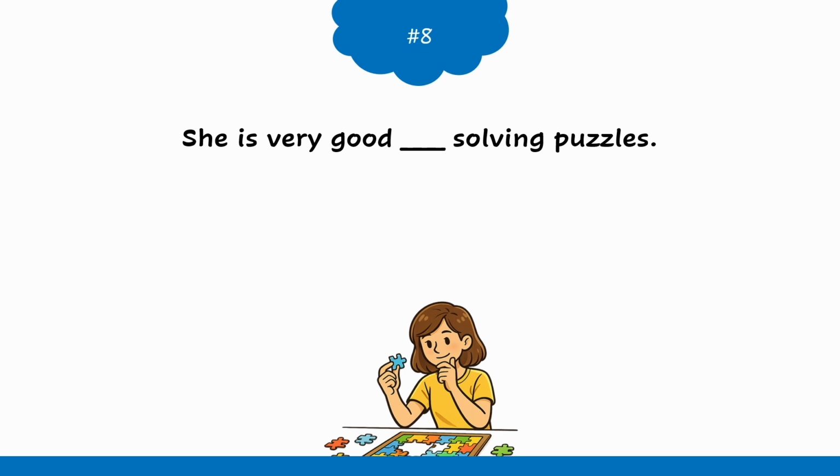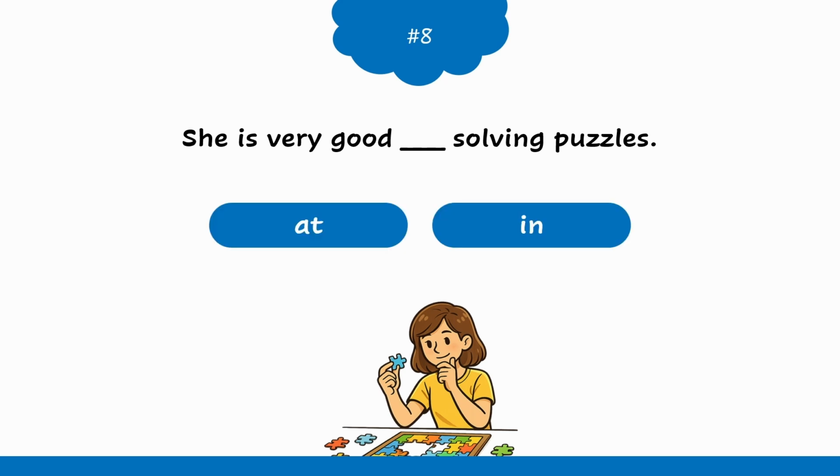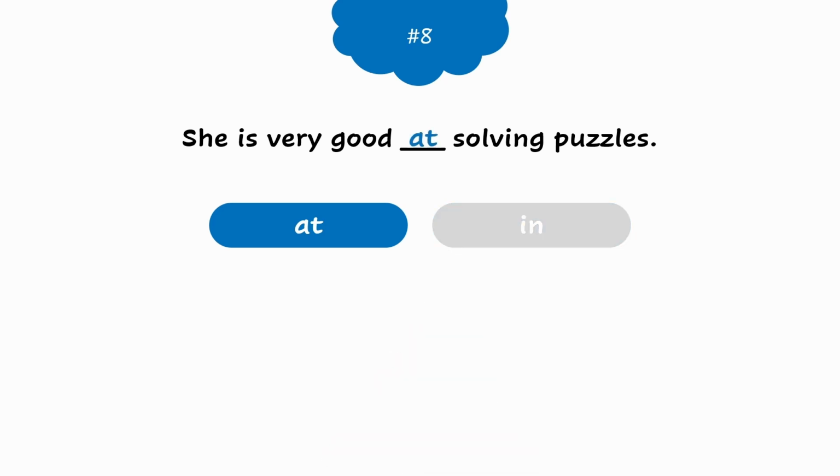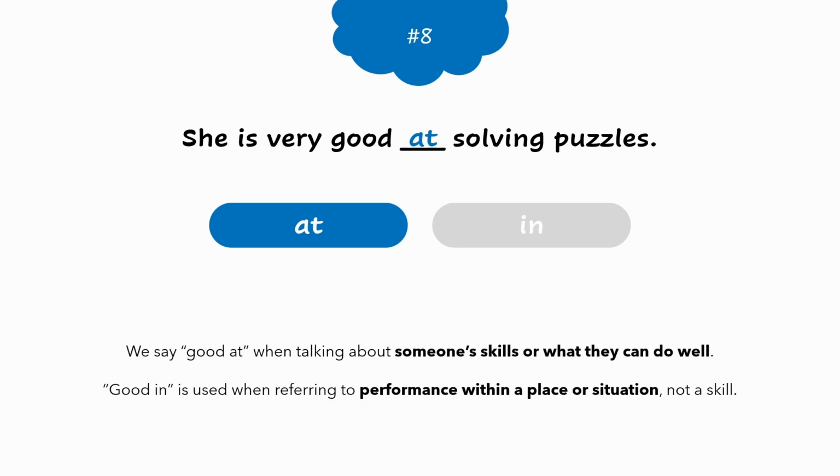She is very good ___ solving puzzles. The correct answer is, she is very good at solving puzzles. We say good at when talking about someone's skills or what they can do well. Good in is used when referring to performance within a place or situation, not a skill.